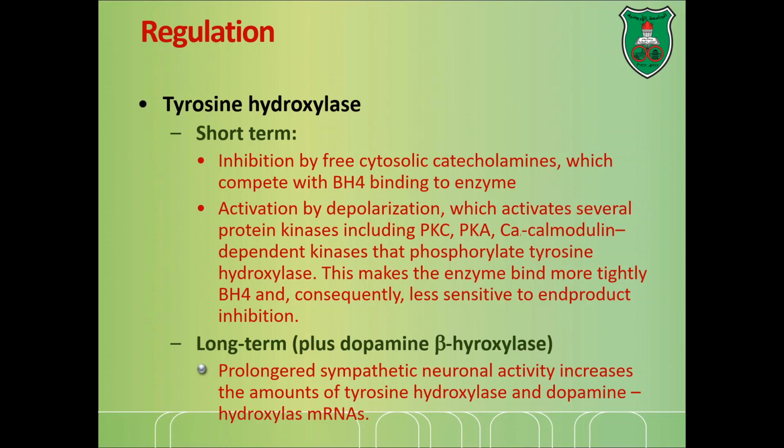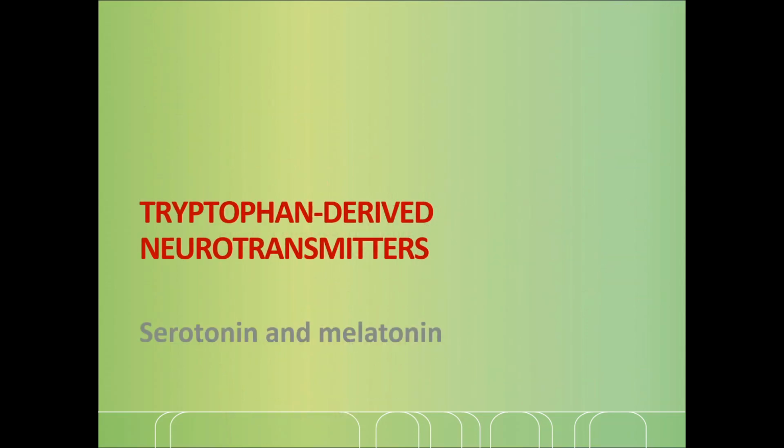Now, the tyrosine hydroxylase enzyme can also be regulated at a long term, and the same regulation mechanism occurs for dopamine hydroxylase, where prolonged sympathetic neuronal activity increases the transcription of the tyrosine hydroxylase and the dopamine hydroxylase mRNAs. So these are the catecholamines. Let's continue with the tryptophan-derived neurotransmitters, and there are two of them, serotonin and melatonin.